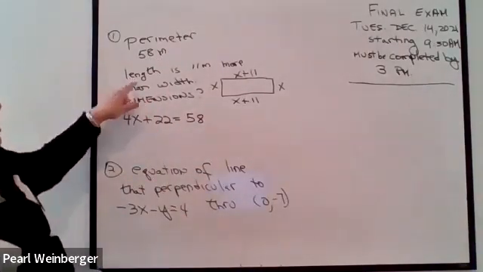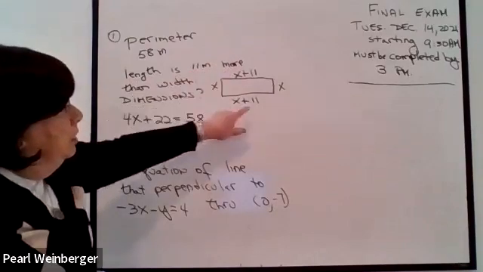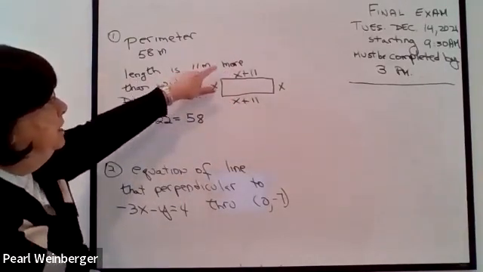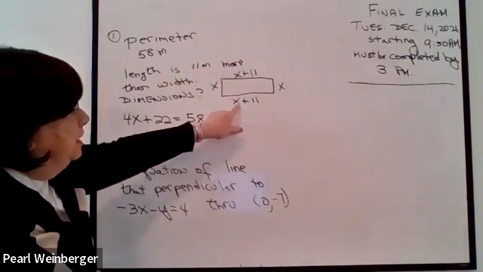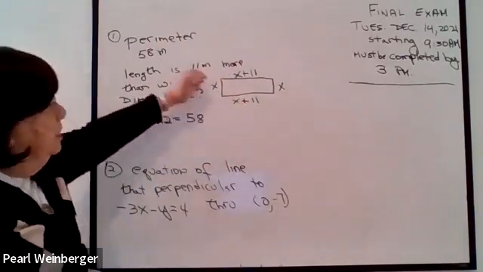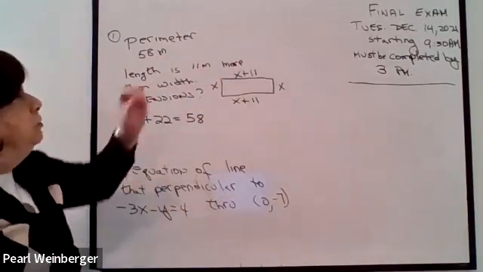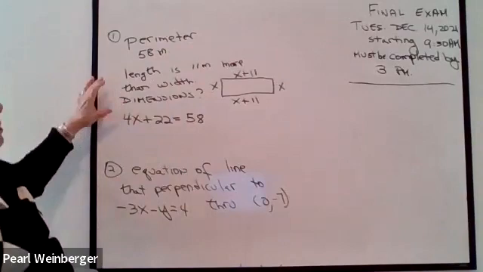Just remember, when something says 11 more, it means add 11. If this would have said 11 less, we would have done x minus 11. Whatever if it's more, you're adding it at the end. If it's less, you're subtracting it at the end.